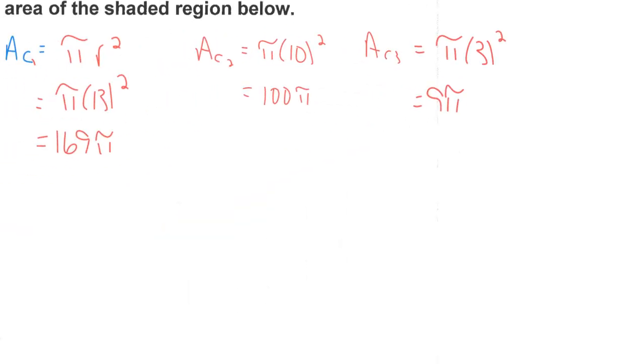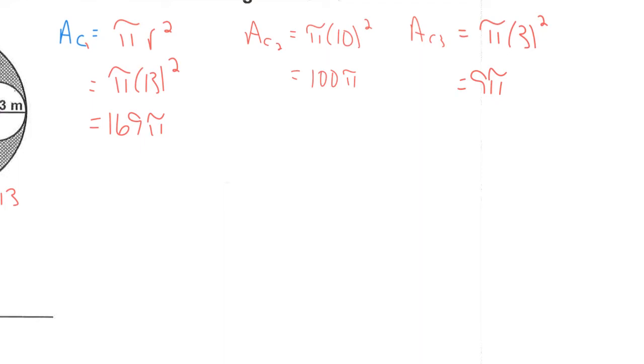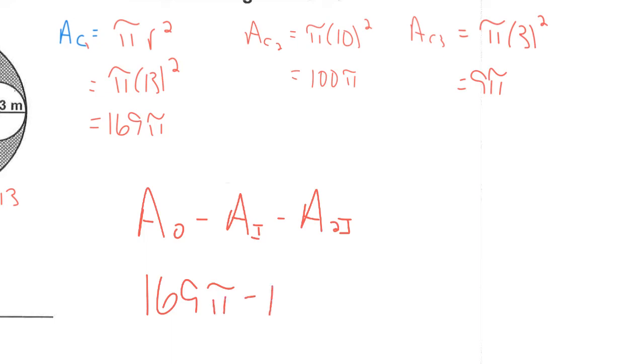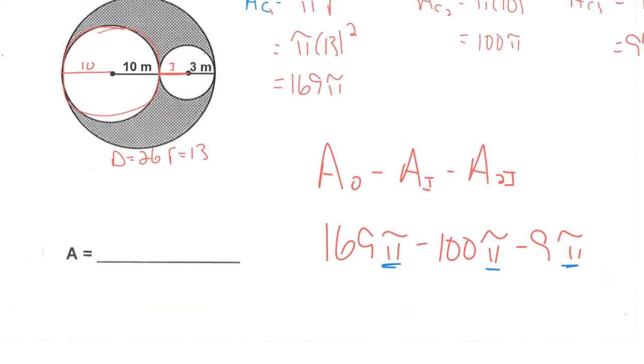Now we just subtract. So I have the area of the outside minus the area of the inside minus the area of the second inside. 169 pi minus 100 pi minus 9 pi. Now we can actually subtract these guys. They all have a pi on them, and it's kind of like just replace them with x. So I know there's a pi in my answer. See, 169 minus 100 would be 69 minus 9 would give us 60 pi meters squared.